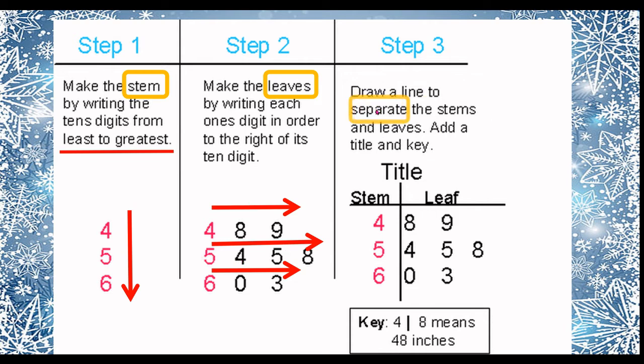So after that, you can draw the line to separate the stem and leaf. You put a title. This time the title is on the top. After that, stem and leaf, you put the line. And this is what we have in the stem and leaf plot key.